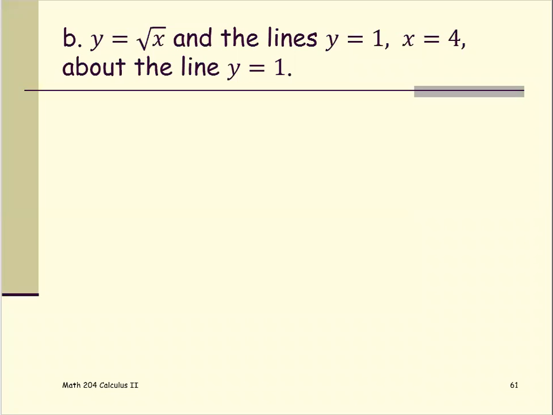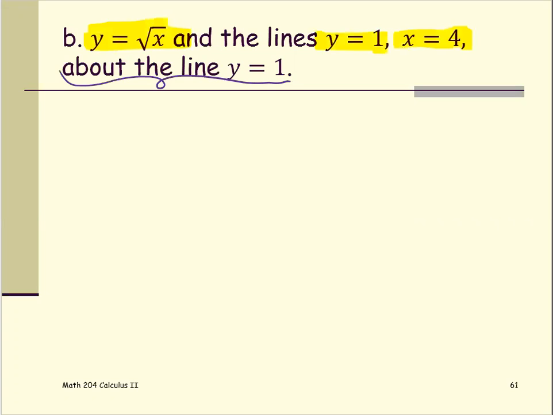For part B, y equals square root x, the line y equals 1, and the line x equals 4. About this part tells you about the axis of revolution. About that means you rotate the graph or the region about the line y equals 1.